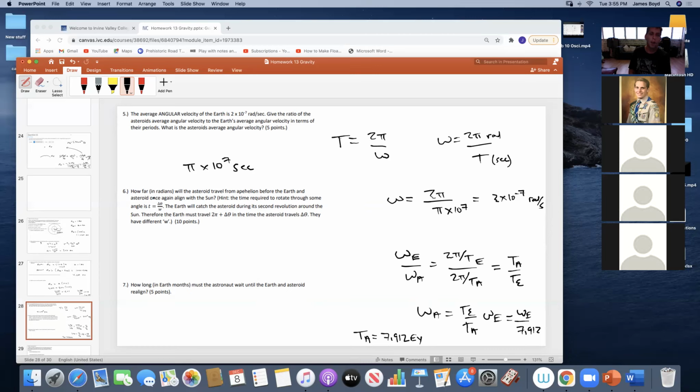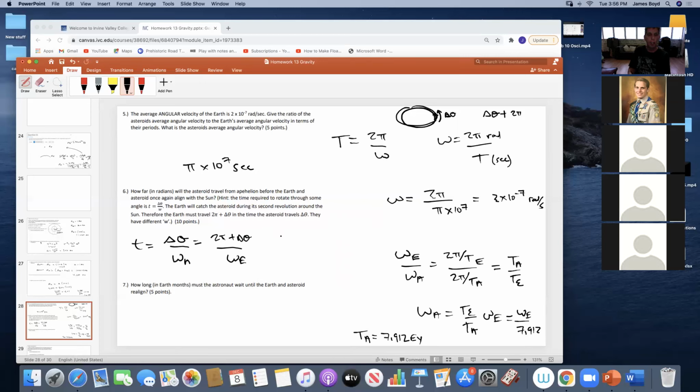This problem asks how far in radians the asteroid will travel before the Earth once again catches it. What you need to realize is that in a time t, the asteroid will travel delta theta over omega of the asteroid. They both started here, and the Earth, because it travels faster, has to go delta theta plus 2 pi radians. So this has to equal 2 pi plus delta theta over the Earth.